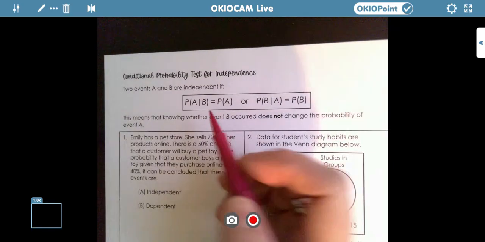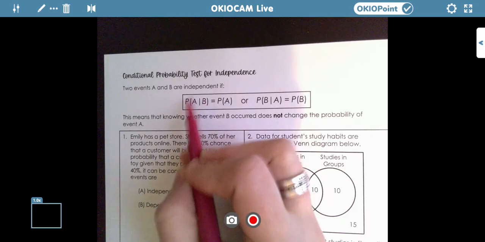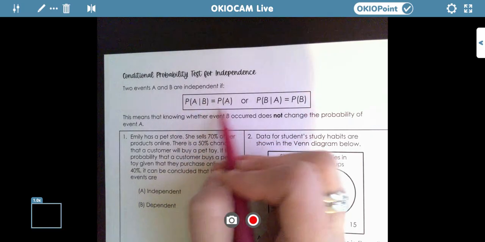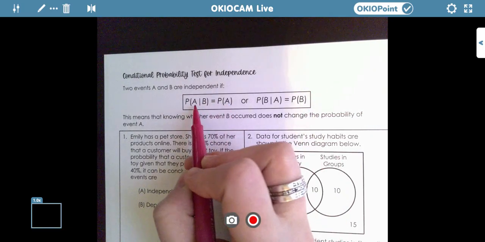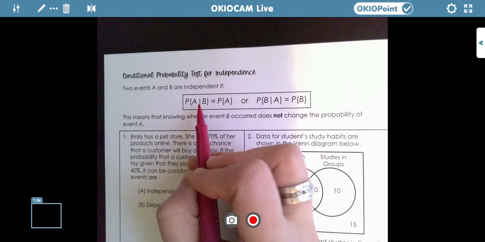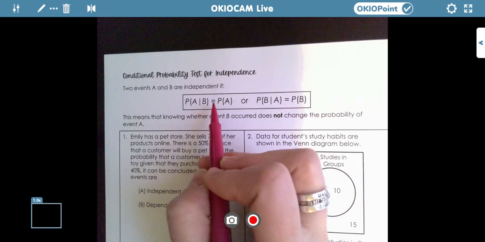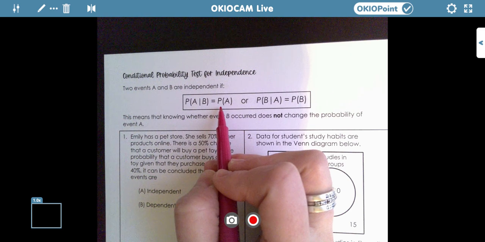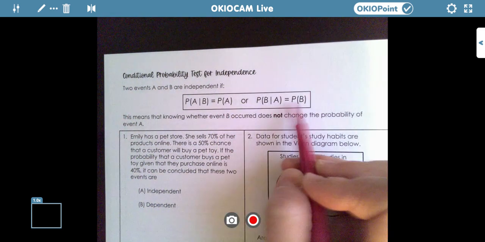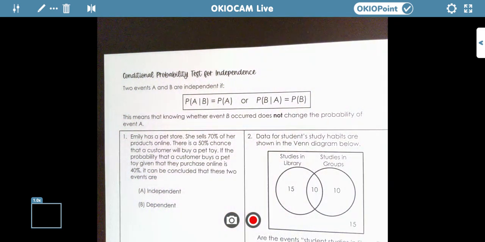So this one is that you use a given and see if the given is the same as the overall. And it means, is the probability of the event happening given something else happening the same as just the overall probability of that event happening? And this is just the reverse order, but same idea.